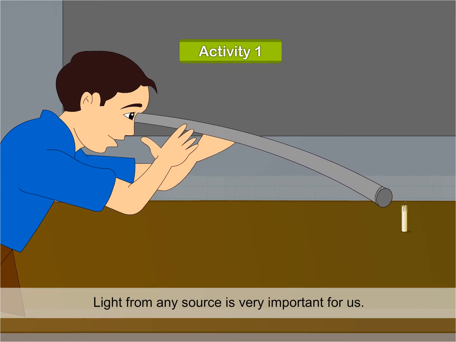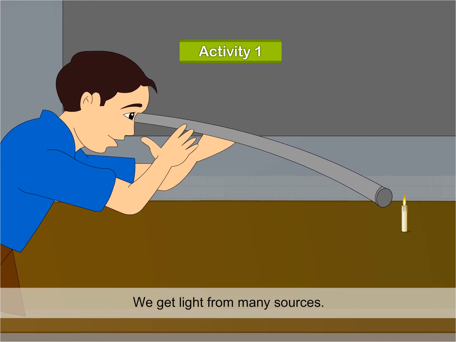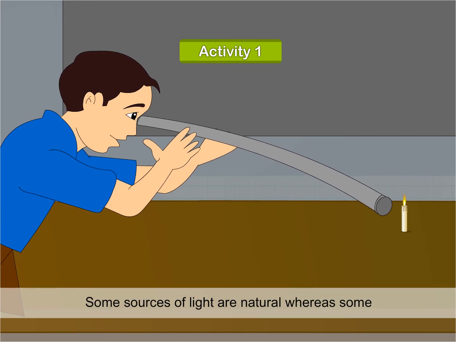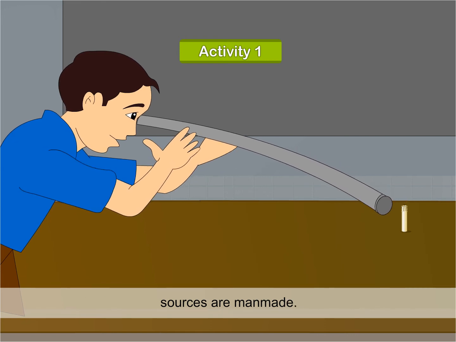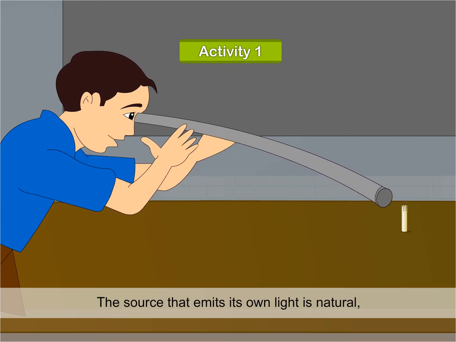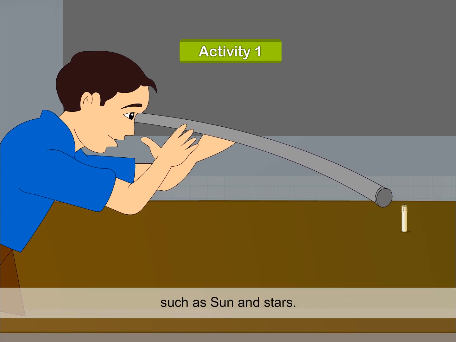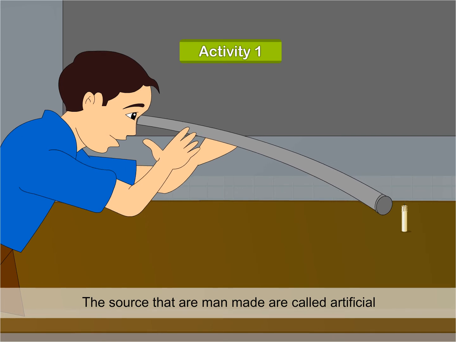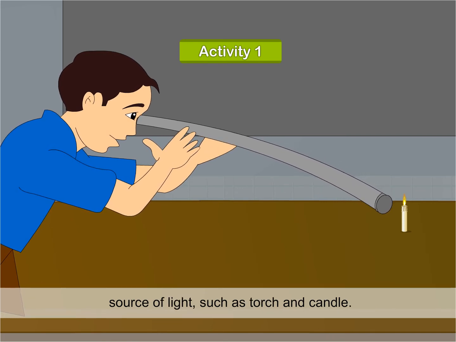Light from any source is very important for us. We get light from many sources. Some sources of light are natural, whereas some sources are man-made. The source that emits its own light is natural, such as sun and stars. The sources that are man-made are called artificial sources of light, such as torch and candle.